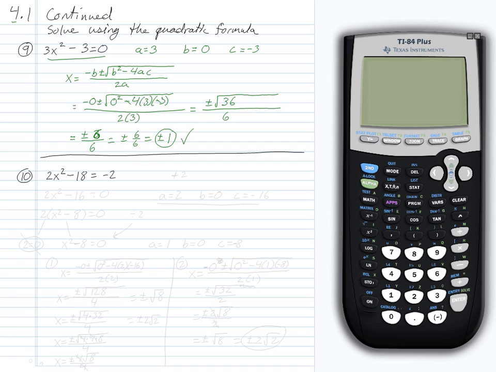We'll solve this 10th example in the same way. The first step, we want to put this in standard form. So if I add 2 to both sides of this equation, we get 2x squared minus 16 equals 0. Now one possibility is that we could say that a equals 2 and b equals 0. Again, we don't have a middle term. And c equals negative 16. But I'm going to be crafty. I'm going to divide out a 2. I'm going to factor 2 out of everything.